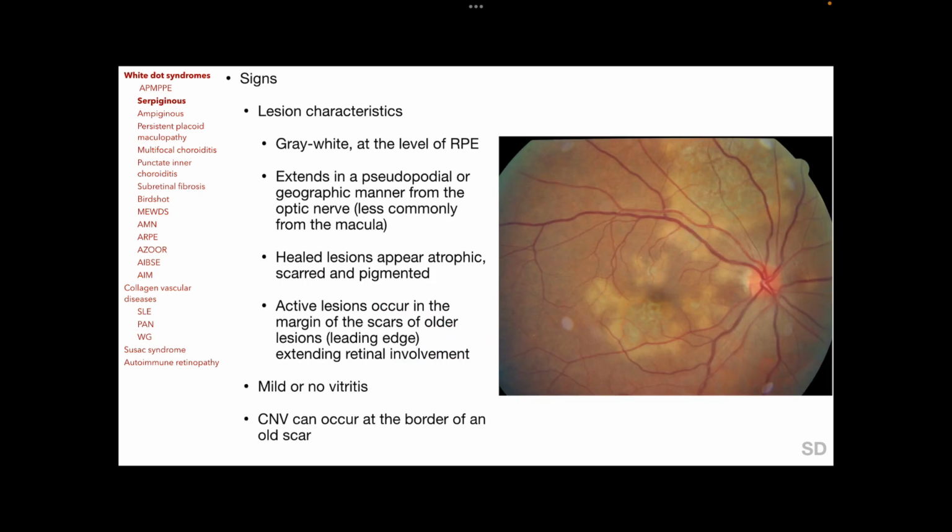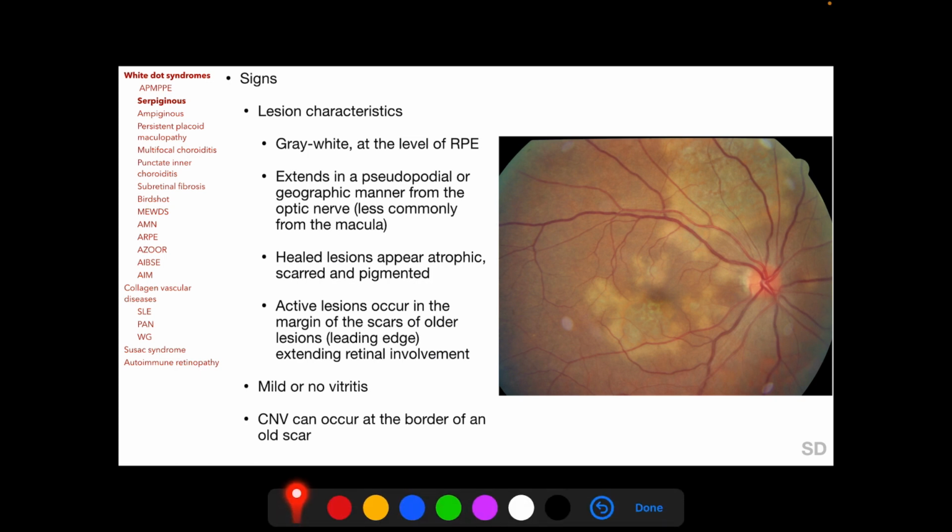The lesions of serpiginous choroiditis are usually grey-white in color and extend in a geographic manner either from the optic disc region or from the macular area. So we find lesions extending outwards from the center towards the mid-periphery. Upon healing, the lesions may appear atrophic, scarred or pigmented, and new active lesions usually occur in the margin of the scars of the older lesions, and they extend the involvement of the posterior segment. Serpiginous choroiditis usually has mild or no vitritis, and choroidal neovascularization usually occurs at the border of an old scar.